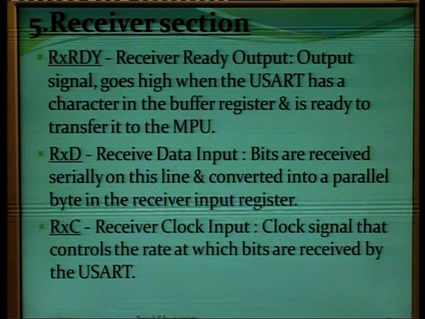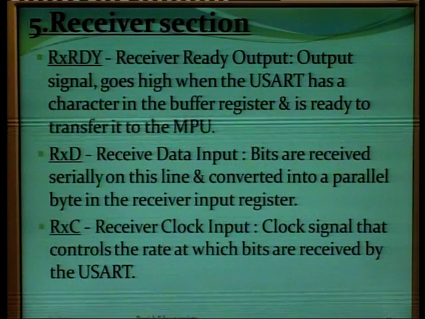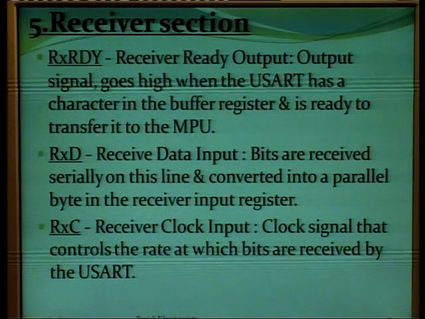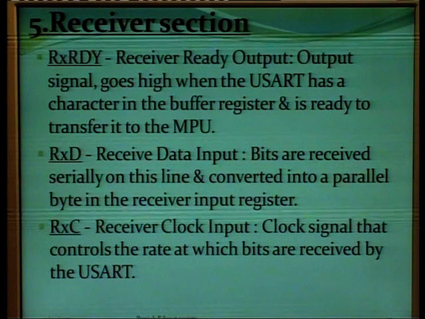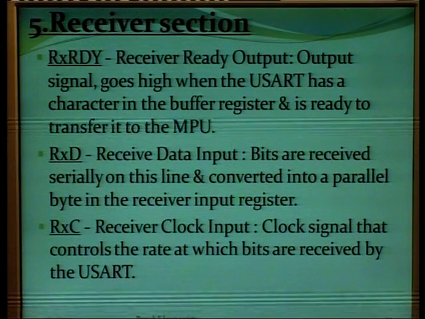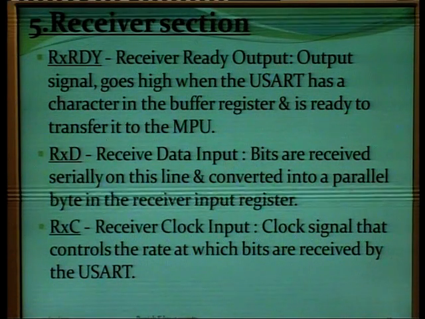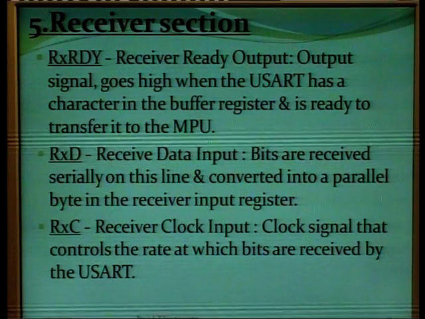It has 3 pins: Rx ready, receiver ready output; RxD, receive data input, which receives the data input one by one serially; and RxC, receiver clock input, the clock signal that controls the rate at which the bits are received by the UART.